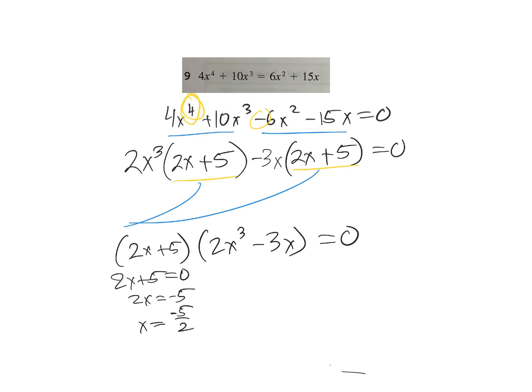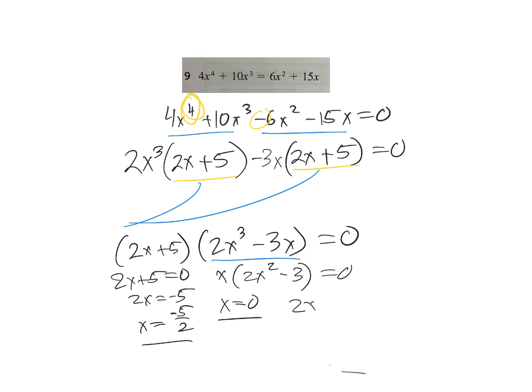Now, here we have something we can factor some more out of. So let's take an x out of that, and we get a 2x squared minus 3. And remember this, you got an x out in front. So again, if x is 0, that whole thing goes to 0. So that's a possibility. So here's an answer, there's an answer. That's 2 of the 4.